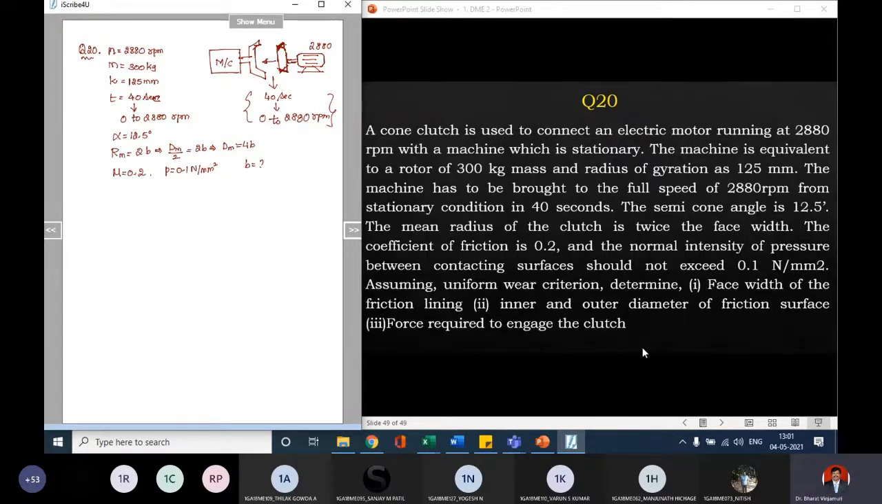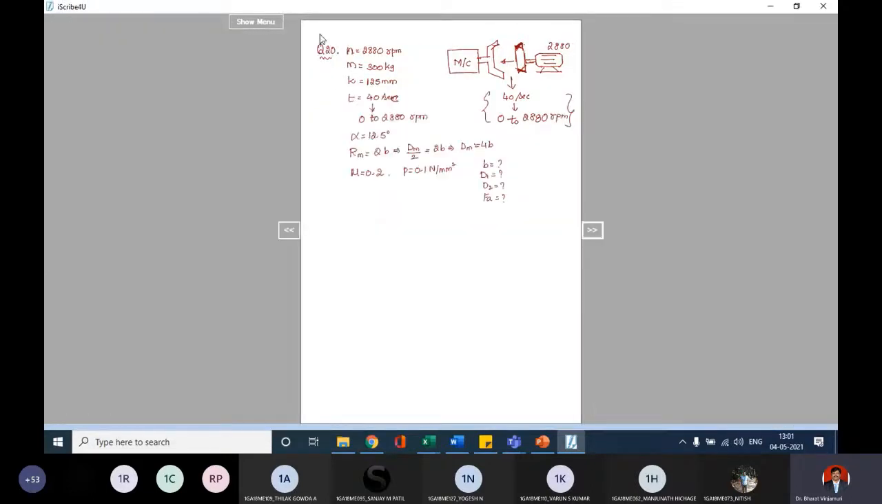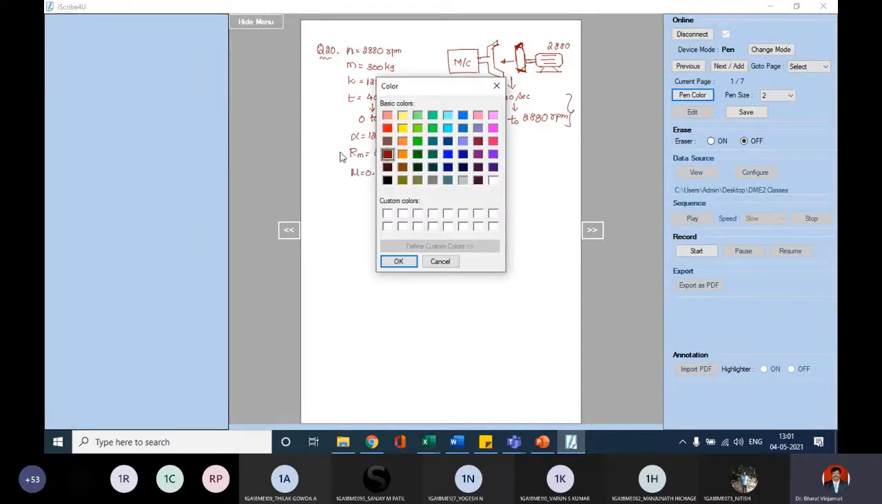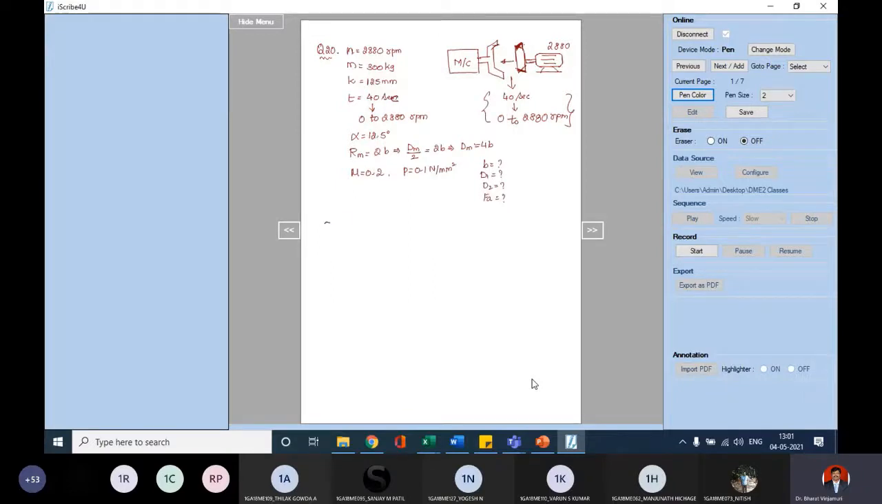Then, the inner and outer diameter of friction surfaces, as usual D1 and D2, and the force required to engage the clutch, FA. This is the data we will be working on. Try to understand this concept, because this is more real time. When you go to the GATE examination also, such questions are what you will be expecting. How do I approach this problem?